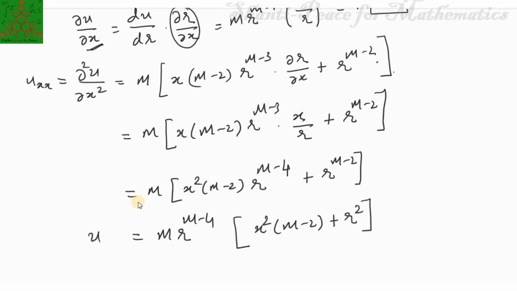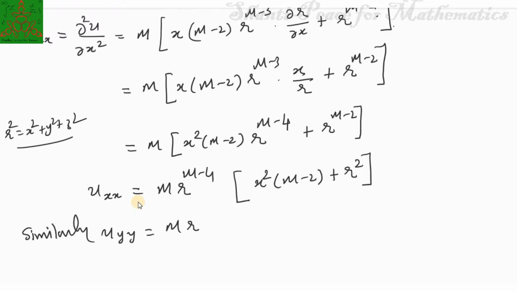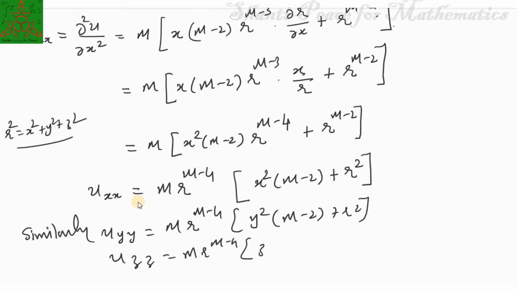This is u_xx, and you know that r squared is nothing but x squared plus y squared plus z squared. Since this is symmetric about x, y, z, we write similarly u_yy is m r raised to m minus 4, y squared into (m minus 2) plus r squared, and u_zz is m r raised to m minus 4, z squared into (m minus 2) plus r squared.